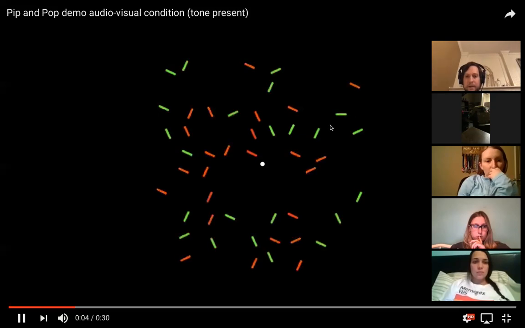Right here, quadrant 1, there's the horizontal line. Every time it changes color, you hear that sound as well.